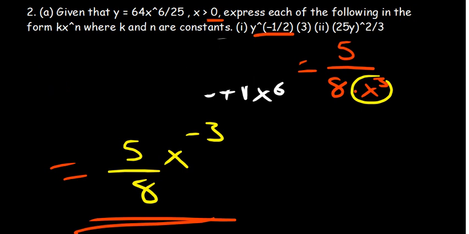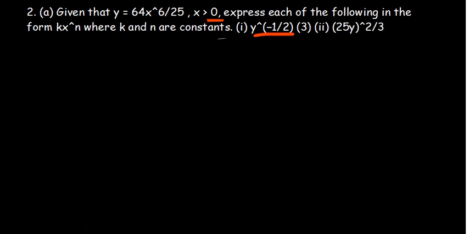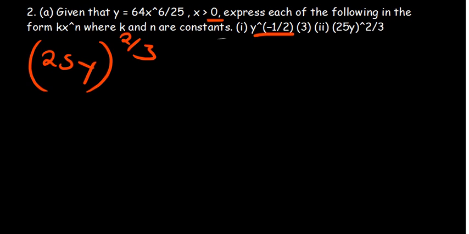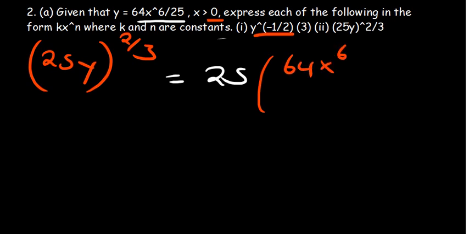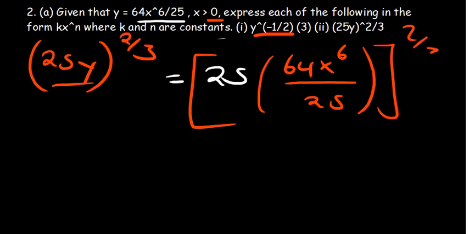We can move to the next question, which says now, in this case, I want you to say 25. So we have 25y. So this is all 25, then raise the power of 2 over 3, a fraction. So what do we get to do there? So our y, we understand that our y is basically that part, which is 64x to the power 6 divided by 25. That's what we have inside the brackets here. Then this is supposed to be raised to the power of what? 2 over 3.